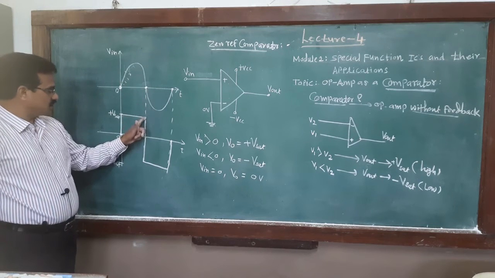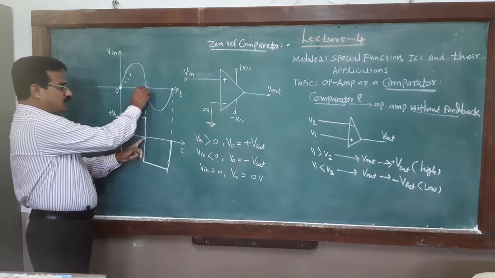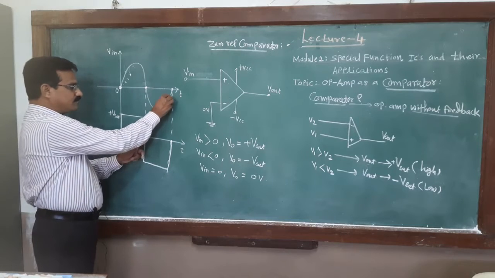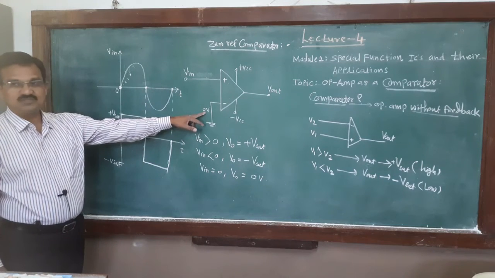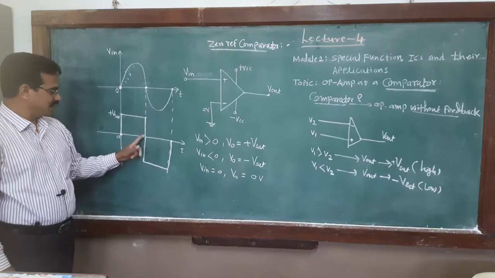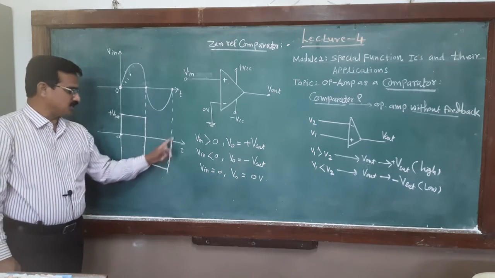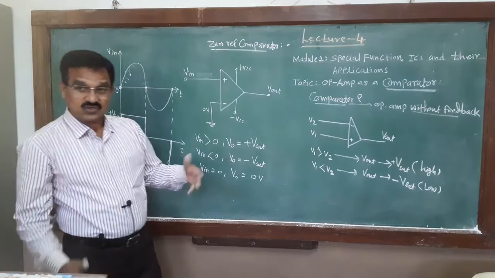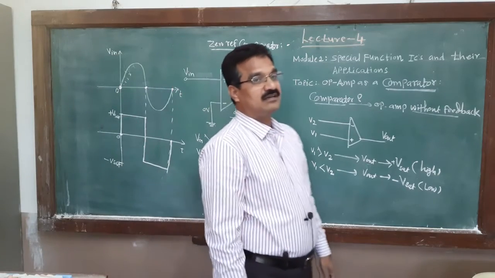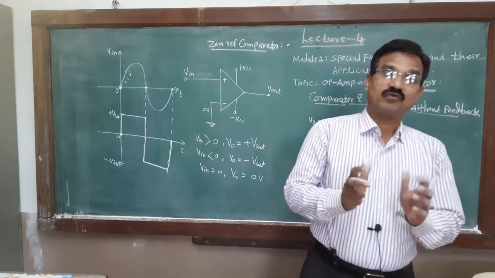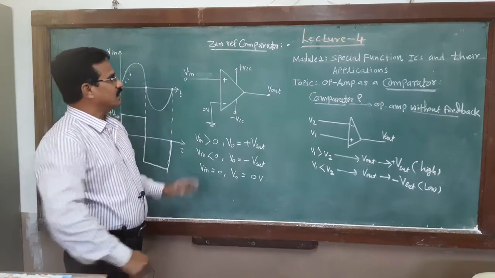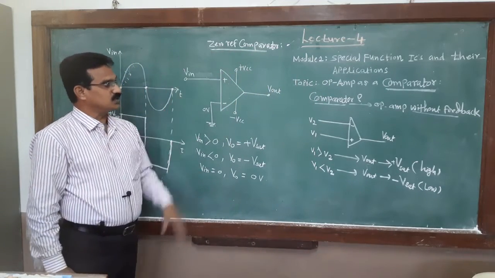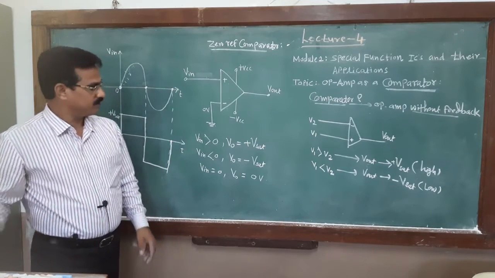But at 0 volt it switches the state. For this particular part the input is negative, that is less than 0 volt, and that's why it goes into the negative saturation. That's why it is also called a sine wave to square wave converter. Remember, this is a very simple concept regarding the zero reference comparator.